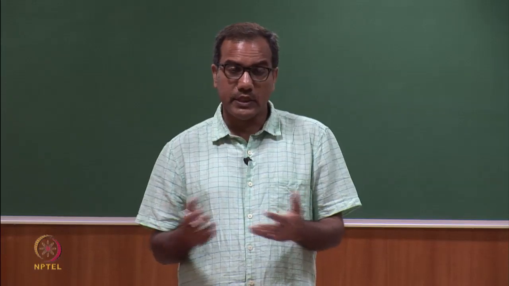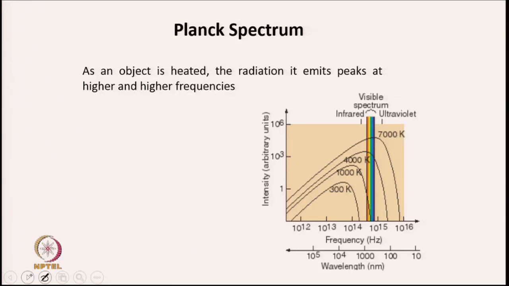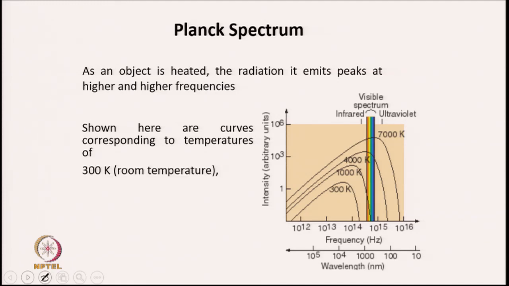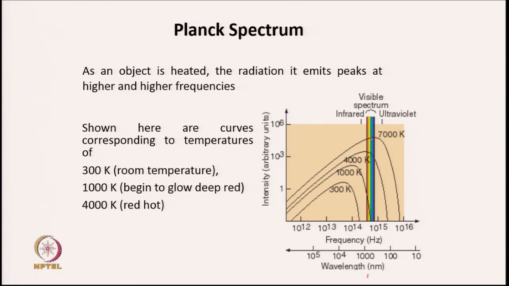So, this is called Planck spectrum. Here we will show you. Now, look at this, that when you heat an object at 300 K, it is not showing any color because it does not fall in your visible light region. At 1000 K, it begins to glow deep red, and you can see that at this frequency it is overlapping with the red region. At 4000 K, the maxima is at red, and so it becomes red hot.